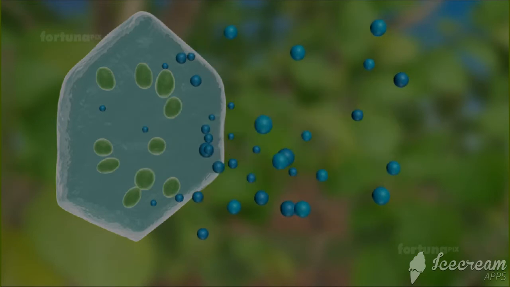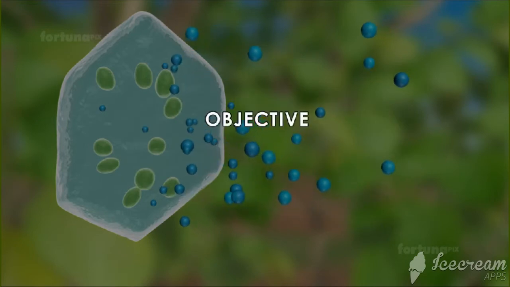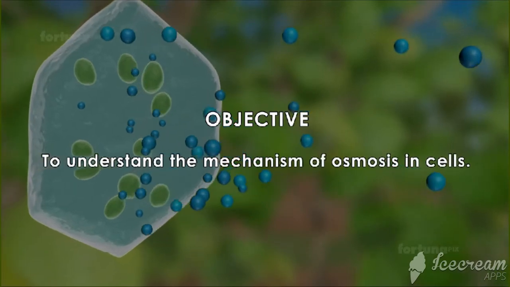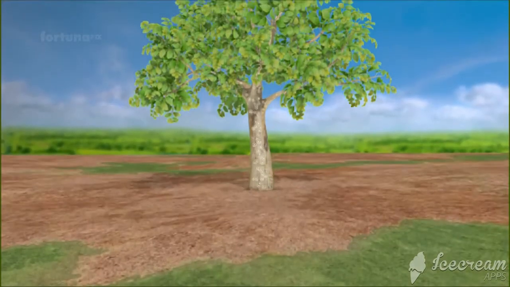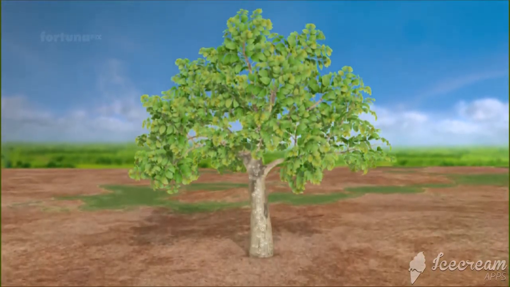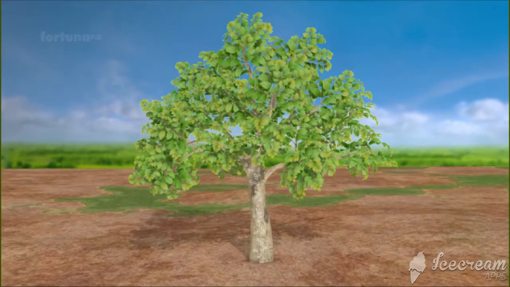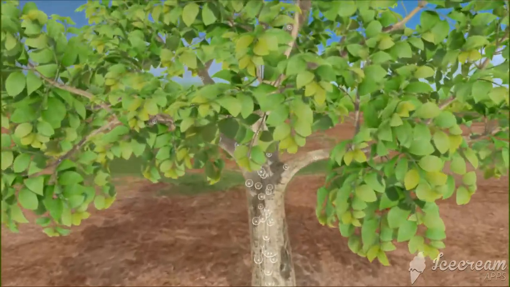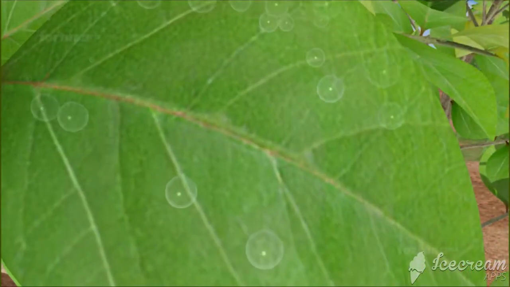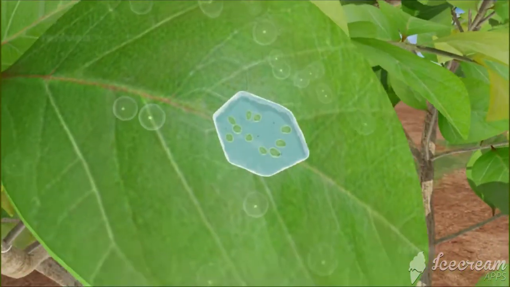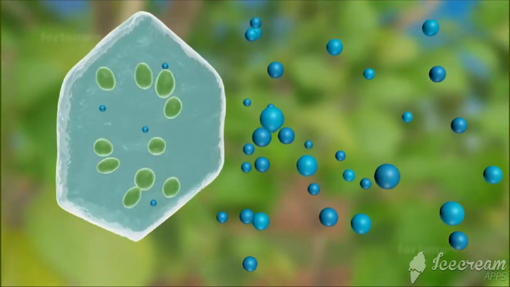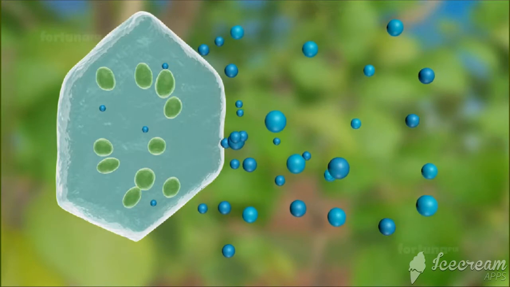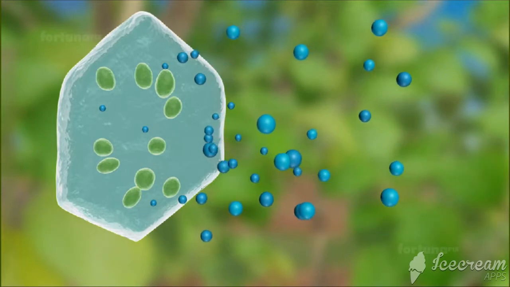Osmosis. Objective: to understand the mechanism of osmosis in cells. Osmosis is a process during which water is passively transported through a semi-permeable membrane between cells and tissues. It will move from an area where it is more highly concentrated to an area of lower concentration.